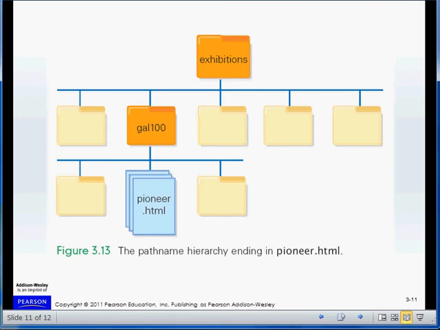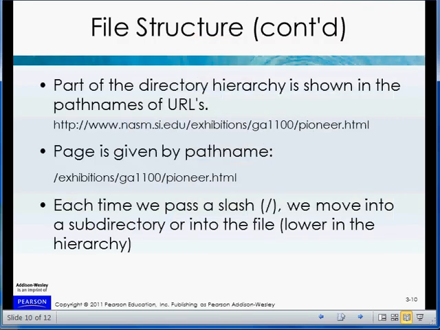Let's look at this from a different way of viewing the hierarchy. The way this particular web server is organized, the path name, as your author refers to it, has a folder called exhibitions, and underneath exhibitions there's one or more folders, but there's definitely one called GAL100. And underneath GAL100 is this file. It's stored in this particular directory. So we can look at the path name as a hierarchy, or, if we go back up here, as it would be displayed in a URL.